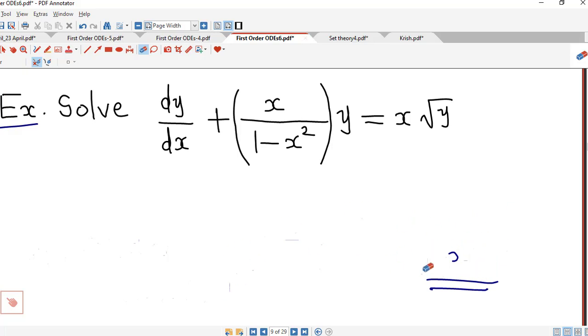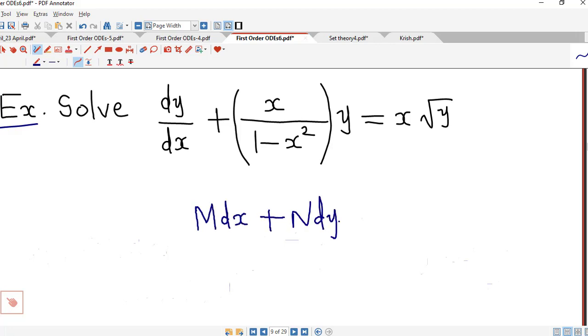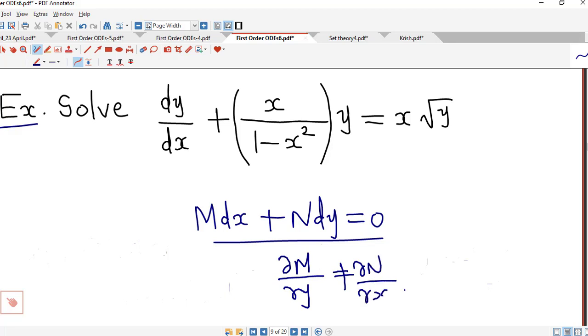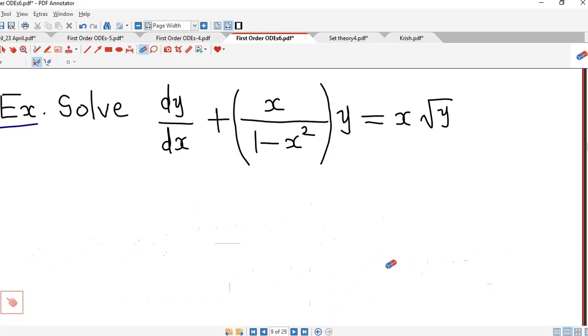Now we can check for exactness. So I am not doing it for exactness, but you can check by writing your differential equation in this form. You will find that your differential equation is not exact. For that you have to first write this equation in this form and then check the exactness condition, and you will find that this equation is not exact.